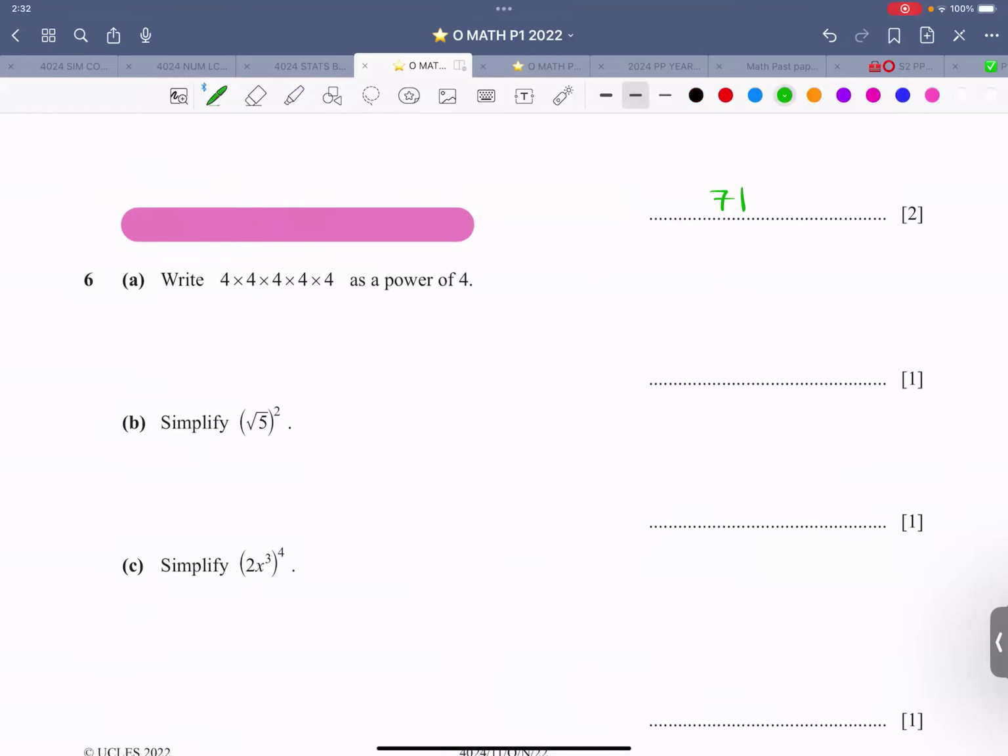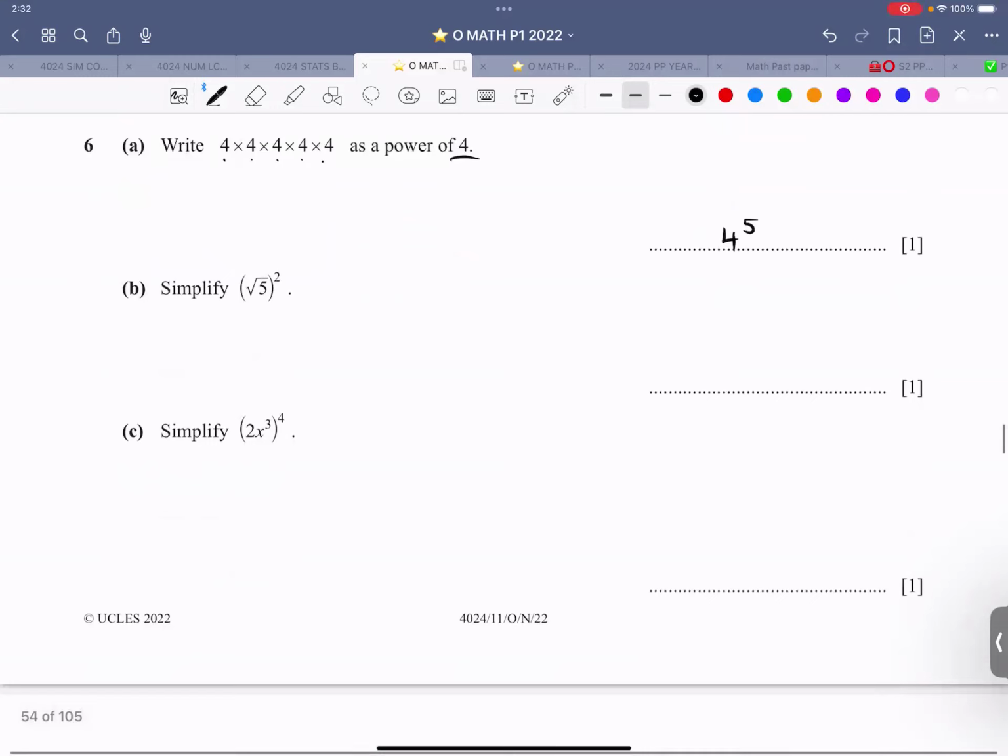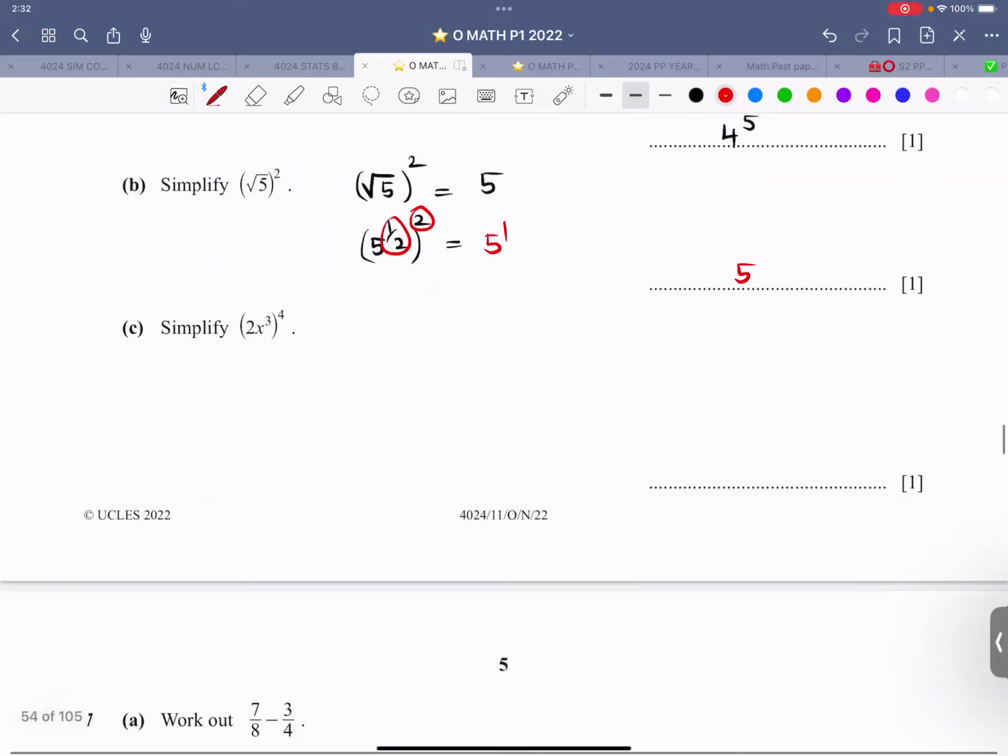Now let's move to question number 6. And what is it about? This is about indices. 4 raised to power of 5. Simplify this thing. Square root of 5 raised to power of 2 is basically 5. I can write this thing as 5 to the power half raised to power of 2. These two powers multiply, which is 5 raised to power of 1, which is 5. And this one, 2x cube raised to power of 4. That is 2 raised to power of 4. x cube raised to power of 4. The powers multiply. 3 into 4 is 12.